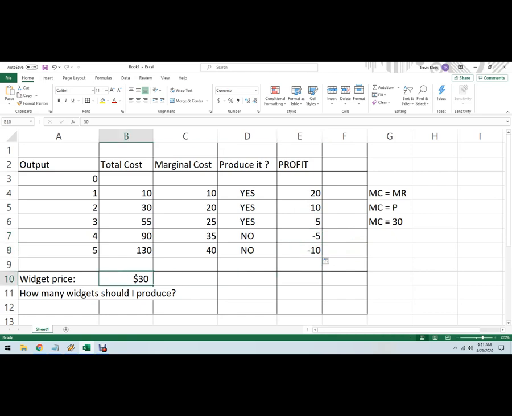Now if the widget price were to change and say it went up to $40, the answer here, by the way, was 3. If the widget price went up to like $40, then I'm going to produce everything, because I'm going to produce right up to there. I'm going to make profit on that unit, and I'm going to break even on that last unit. So then I would go ahead and produce it. So that's how to calculate how many units to produce in a production example using marginal analysis.